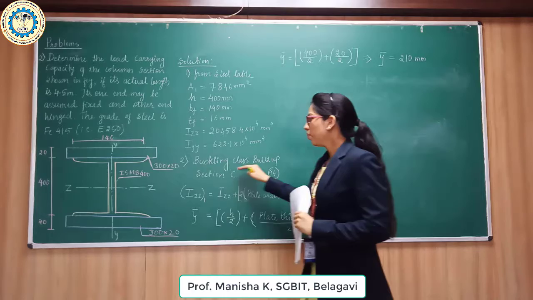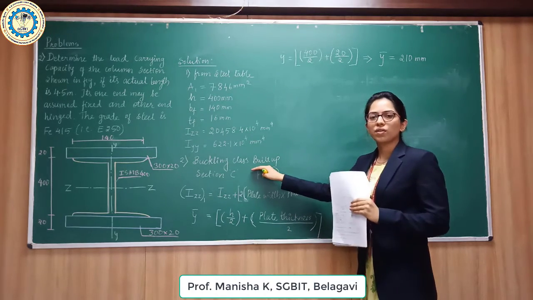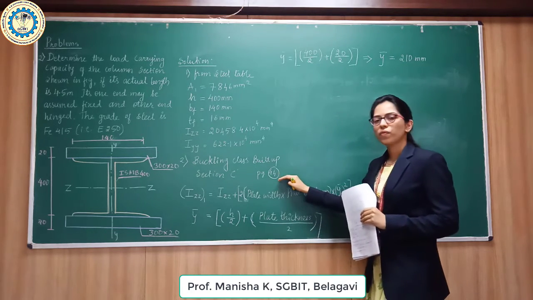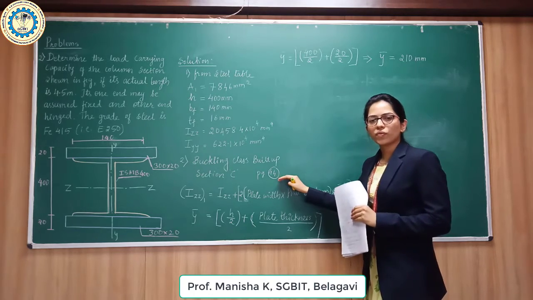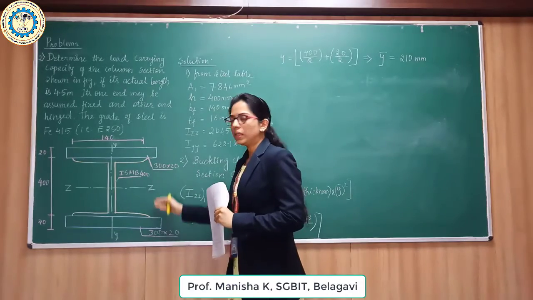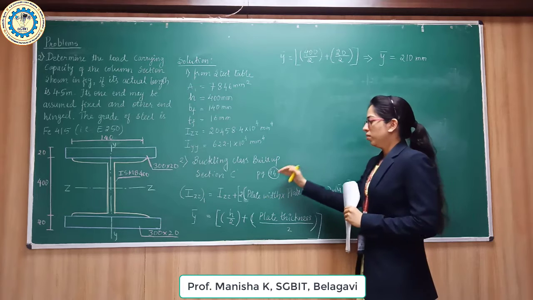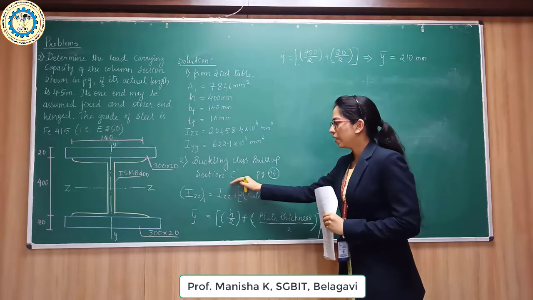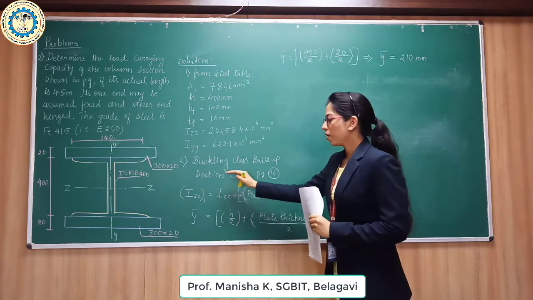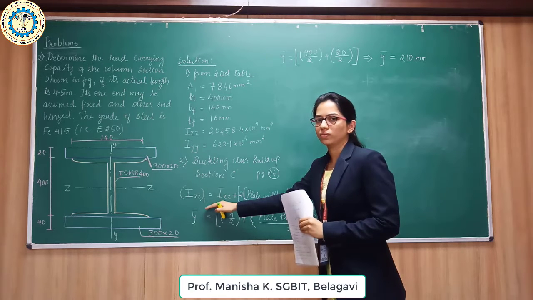Okay, now next step is to calculate the buckling class. The buckling class is given in IS 800-2007 on page number 44. Go to page number 44 and find out the buckling class for this built up section, and in that they have given the buckling class for built up section as C. Okay. After this, we are interested to calculate IZZ of 1.